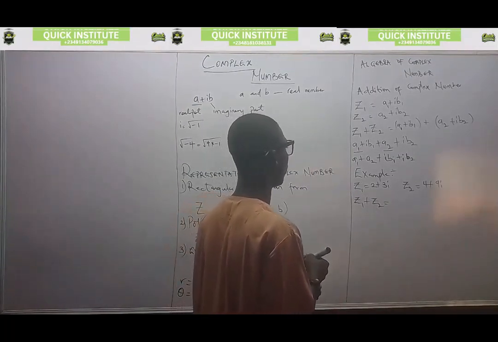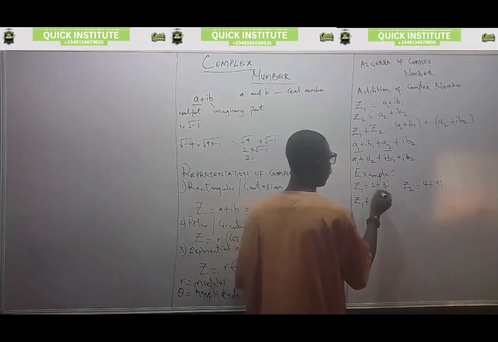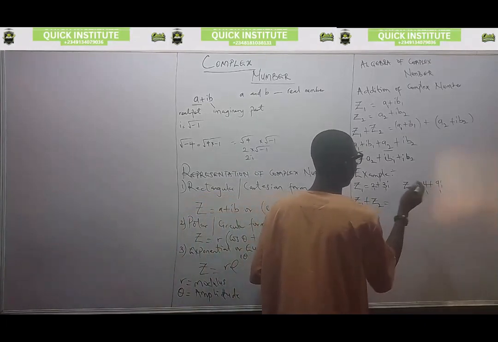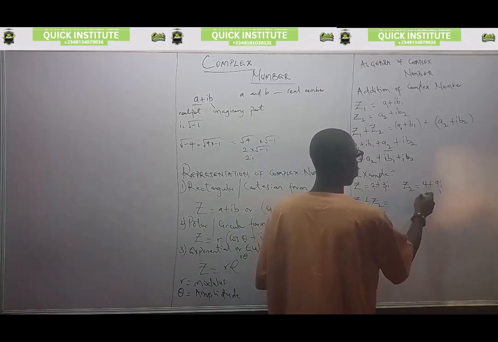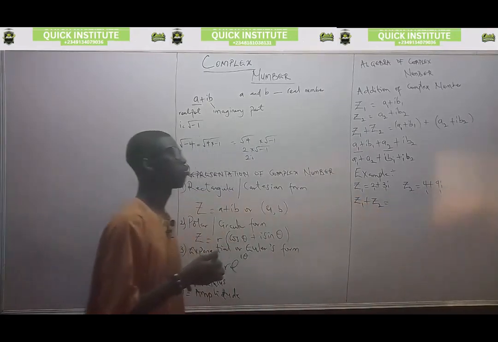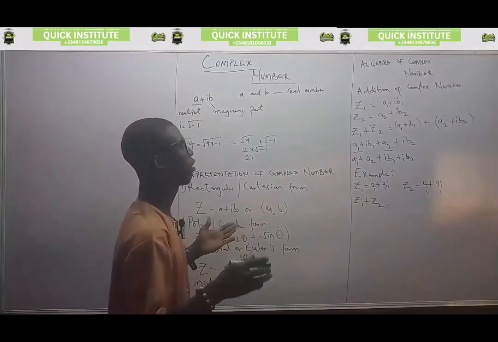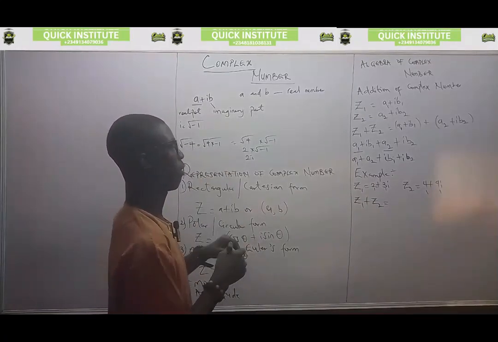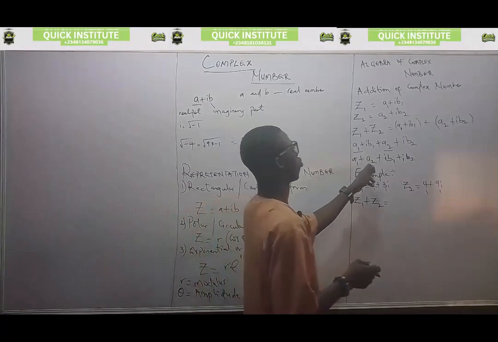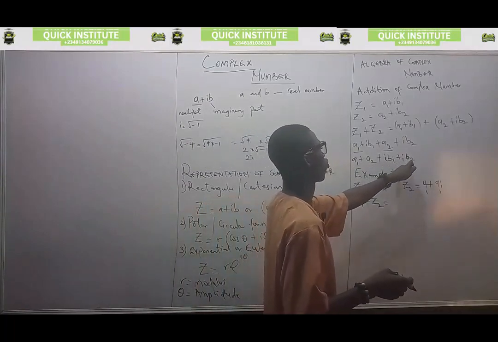You can just use the formula. This is our b, this is our a, this is our b, this is our a, this is our a1, b1, a2, b2. Are you getting it? So you can just use the formula for addition of complex numbers, which says a1 plus a2 plus ib1 plus ib2.